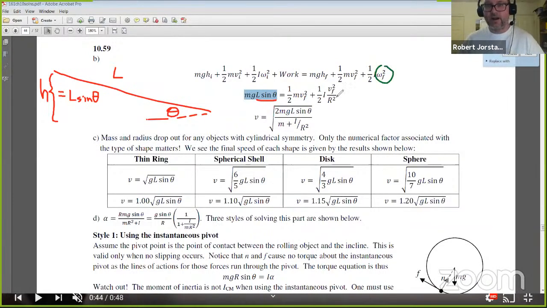Notice omega squared, I'm going to convert to v squared over r squared again. That way I could get v. You could have also said this is omega squared r squared. That would also work.